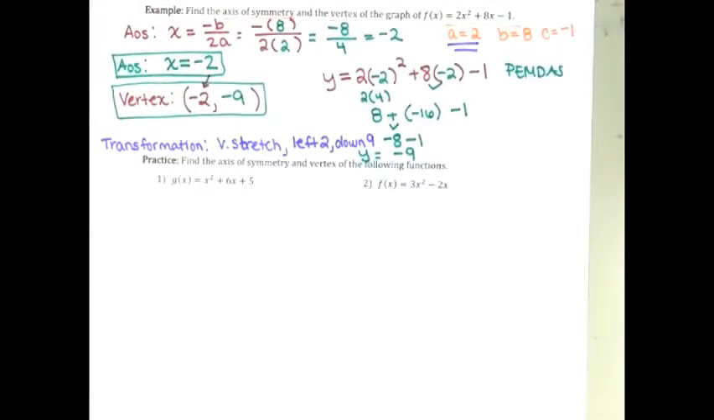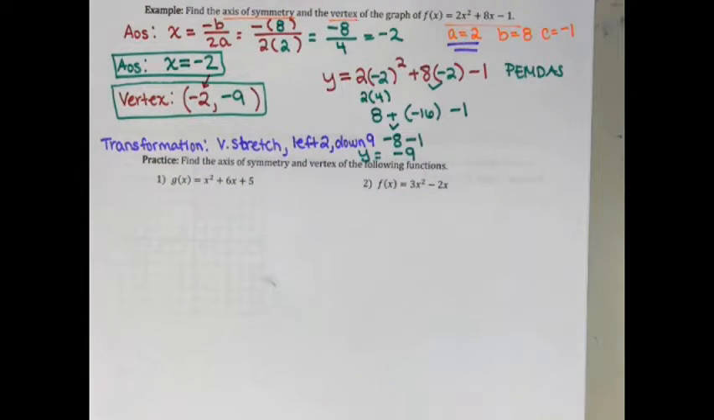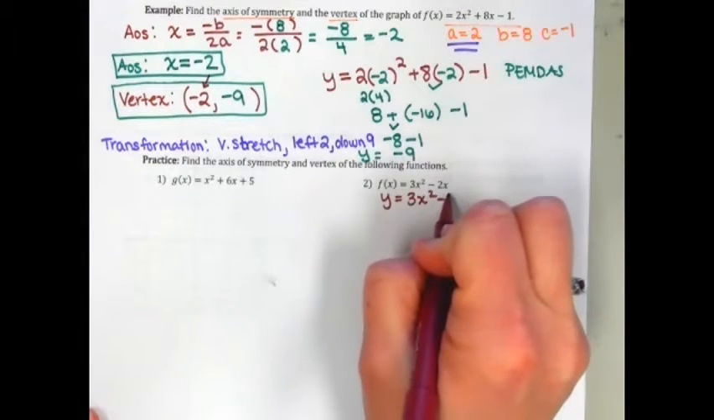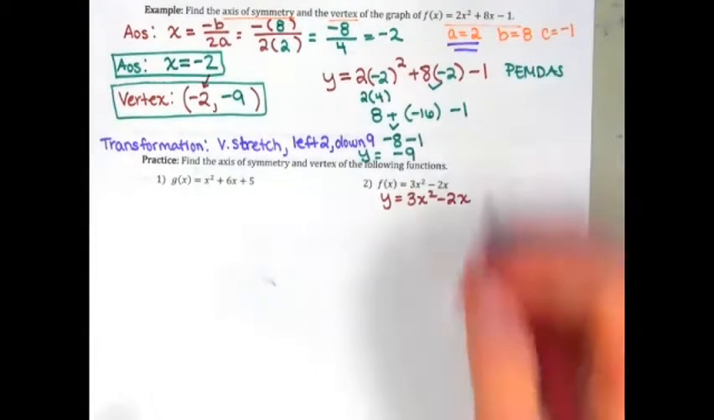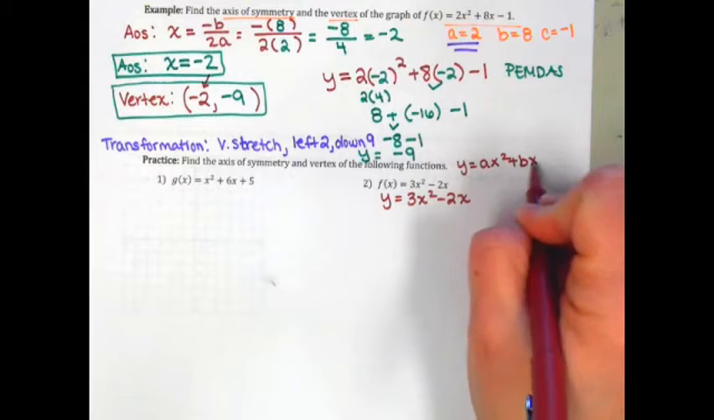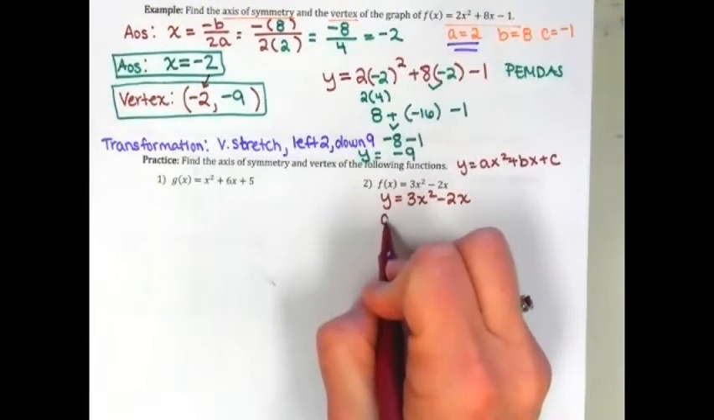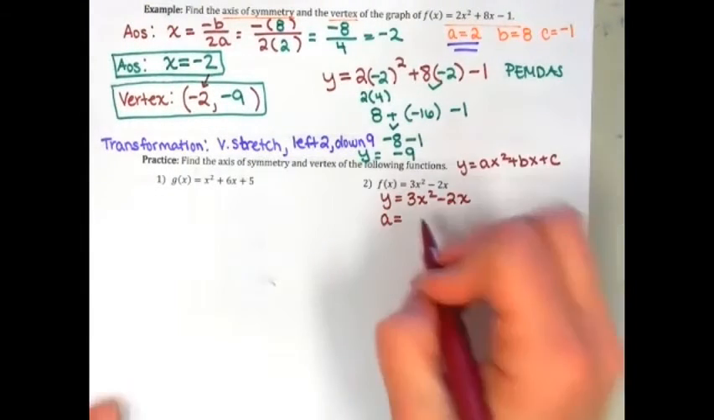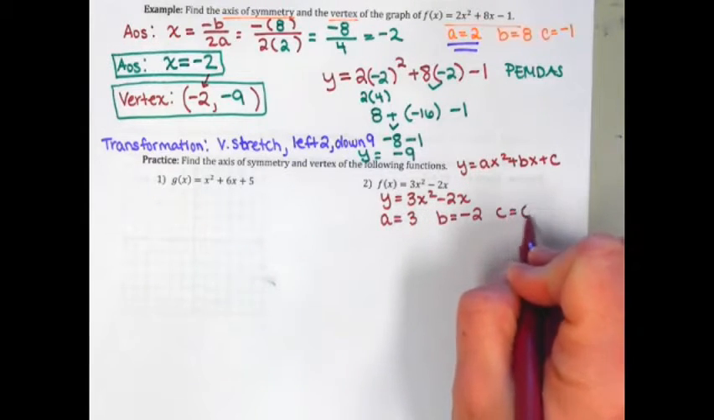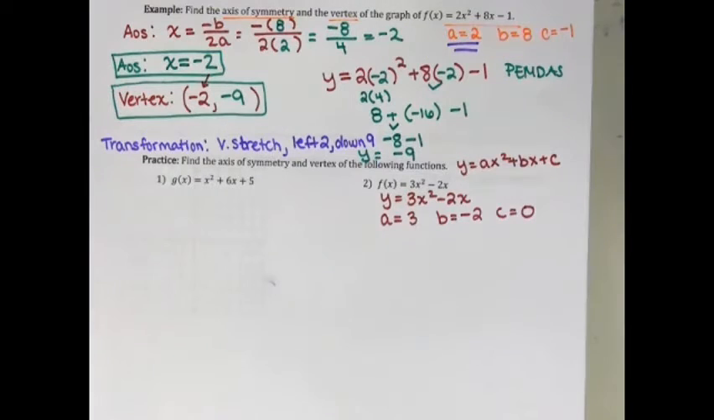All right. So we're going to do the same thing we just did here. Now, in this problem, f of x, again, just means our y. So y equals 3x squared minus 2x. And again, it's from the form y equals ax squared plus bx plus c, right? So what is my a in this problem? 3. What's my b? -2. And what's my c? 0. Okay. So in this case, because we have a b, we know we have to use our formula.